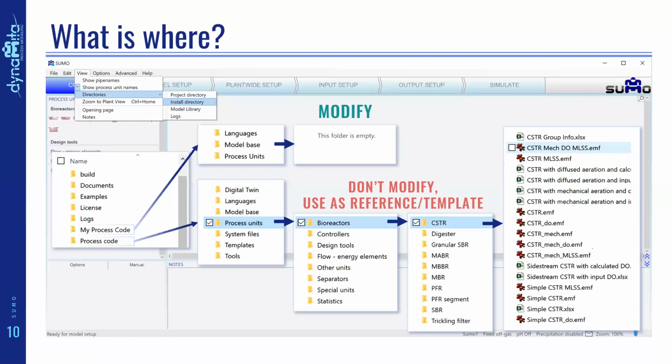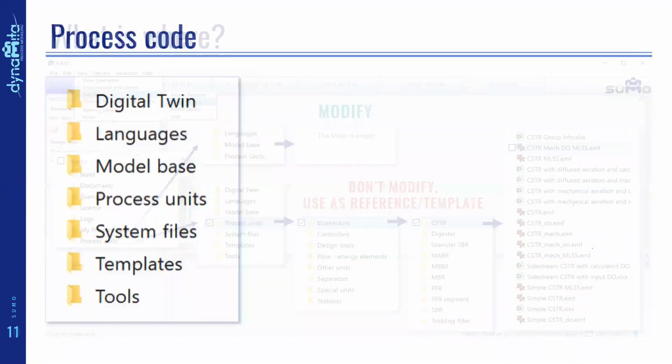One important thing to keep in mind is, although you have access to all the model library, the default model library, please don't try to modify the existing library. Use the My Process Code folder and implement your models there, so that you don't create issues in the current default library, and you can use these as reference or templates. And if you install SUMO again, or install the next version or a new release, the My Process Code folder stays with your computer, so that you don't lose those files.